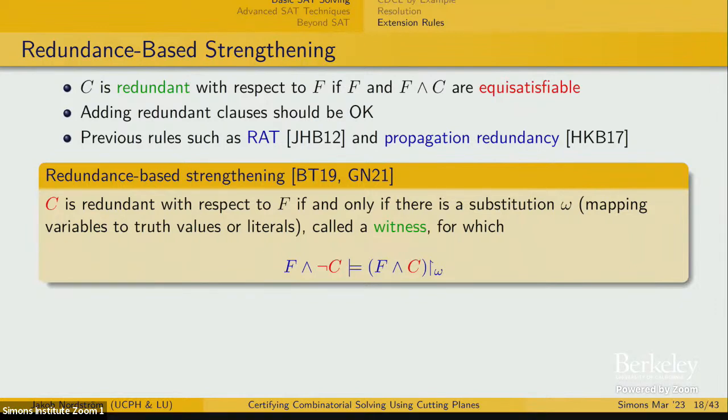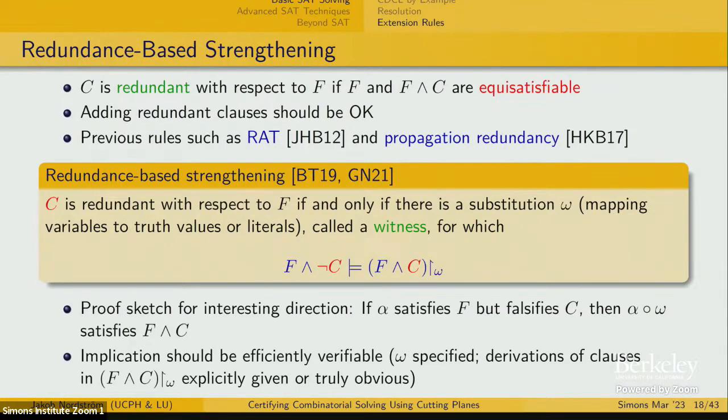If you see this for the first time, it might not be obvious why, so let me very quickly sketch the interesting direction, which also tells us how we should think about omega. What we're worried about is that we have an assignment alpha that satisfies F, but this solution is invalidated when I add C. That is the bad case. But if that is the case, then alpha satisfies F and not C. So by the fact that we have this verifiable implication, alpha satisfies F and C restricted by omega. And now just by unpacking this definition, this means that alpha composed with omega satisfies both F and C. I'm just unpacking the definition of what a restriction means.